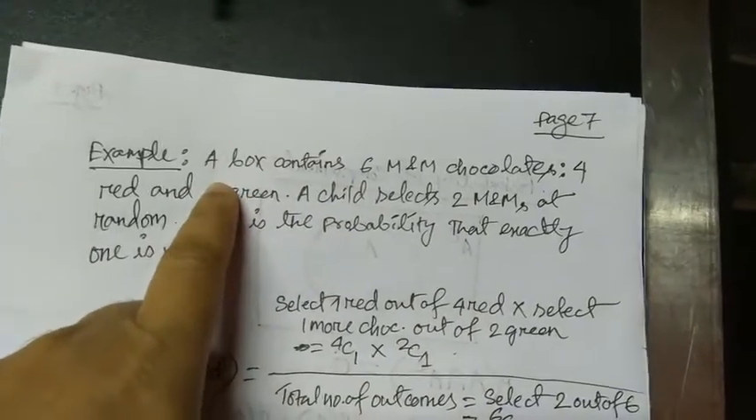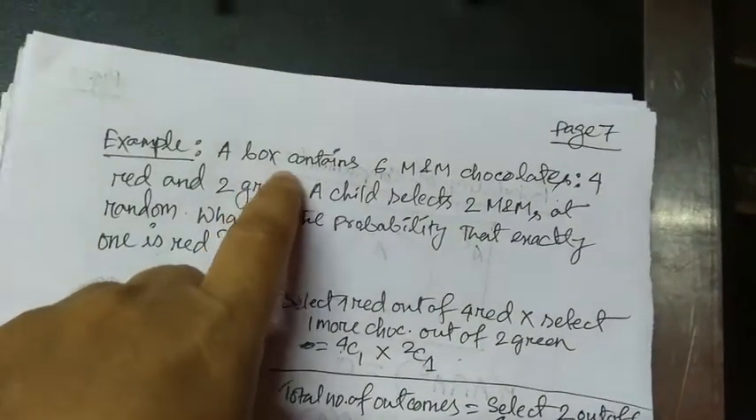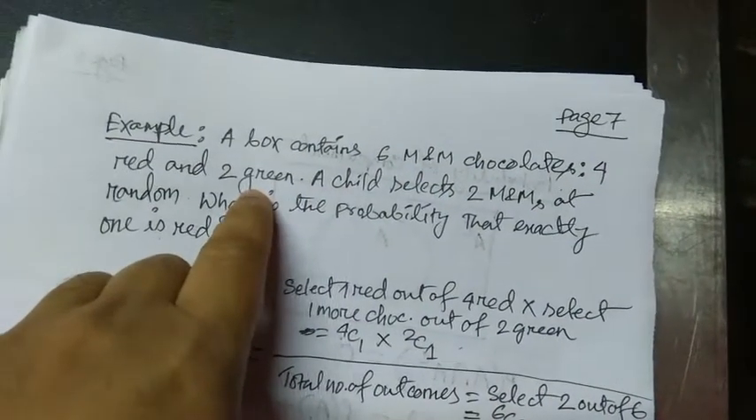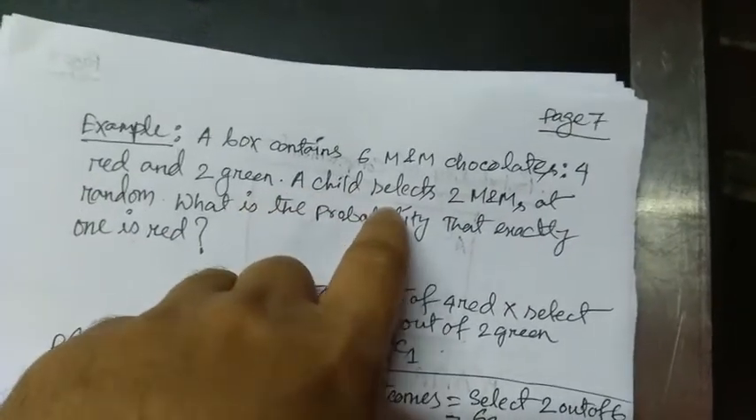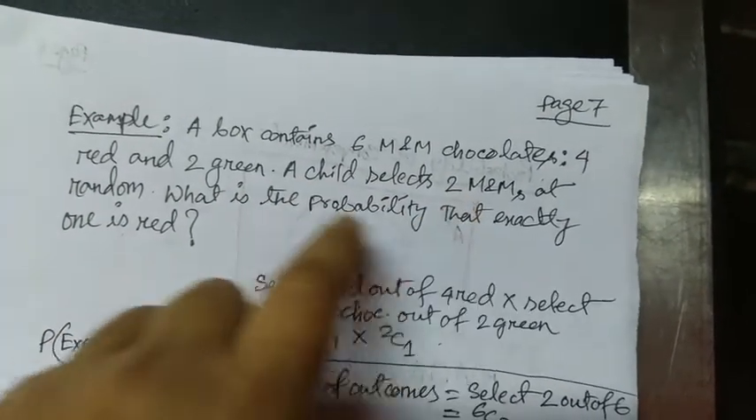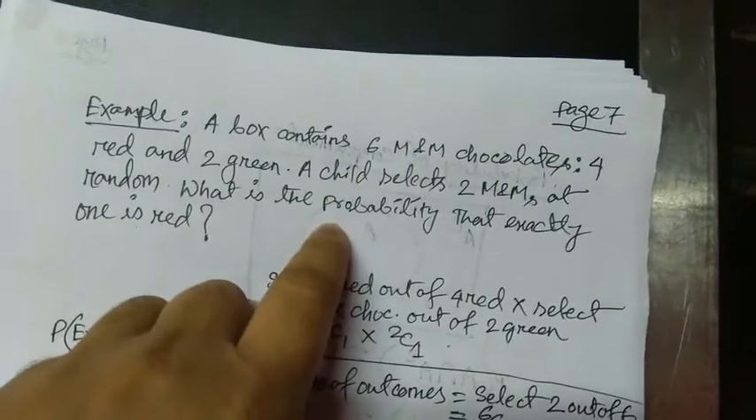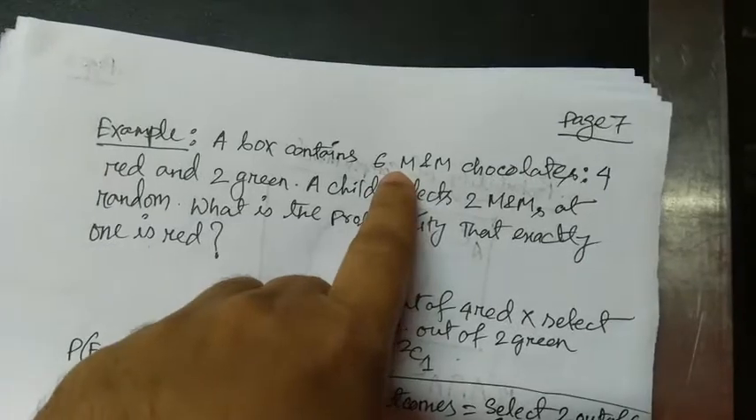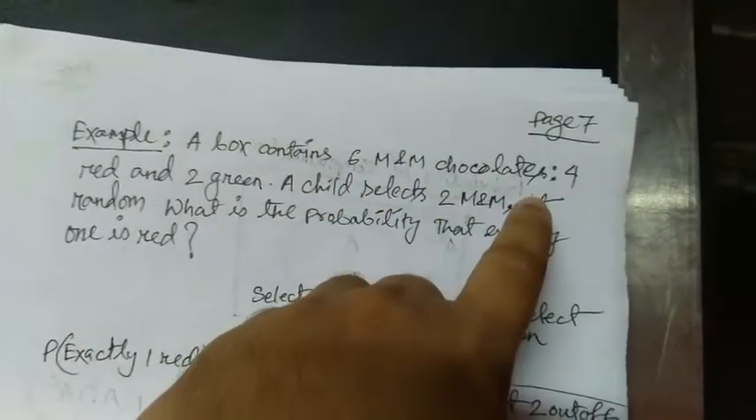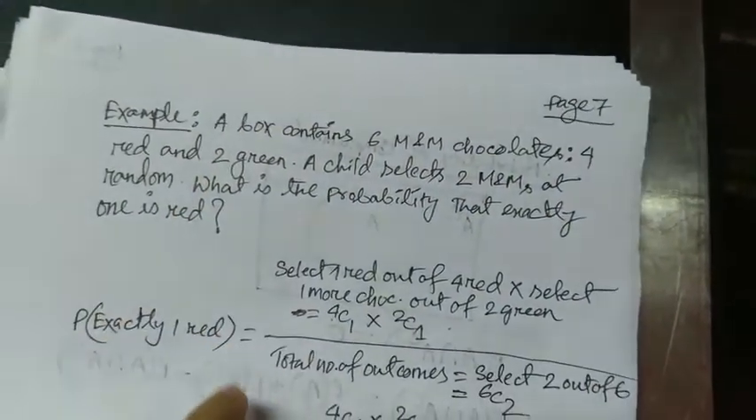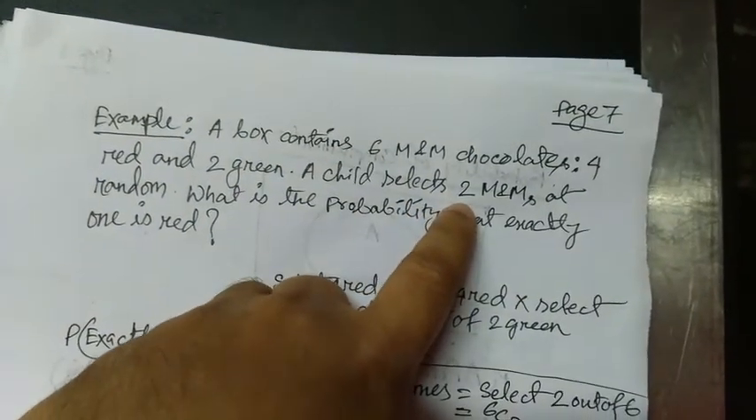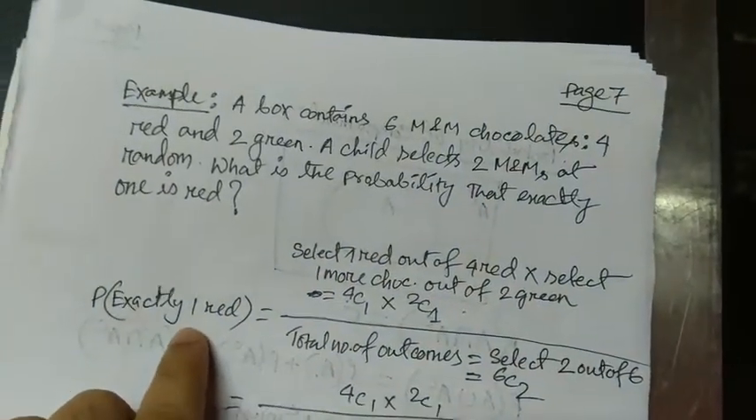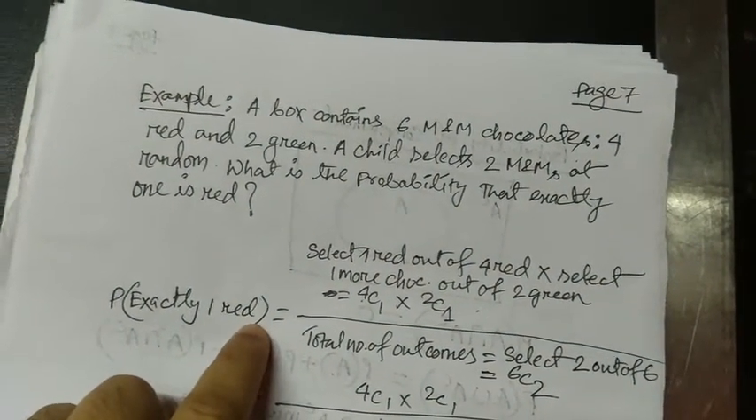So let's see what we have in this example. A box contains 6 M&M chocolates, 4 red and 2 green. A child selects 2 M&M chocolates at random. What is the probability that exactly one is red? So this time we have 6 chocolates total. Out of these 6 chocolates, we have 4 red and 2 green, and then the child needs to select 2 M&M chocolates randomly. So probability of exactly one red, right?